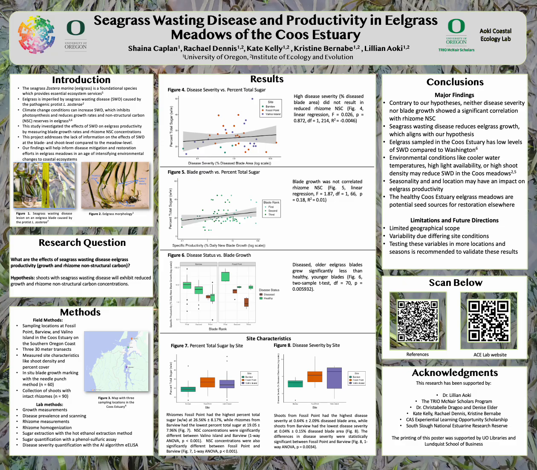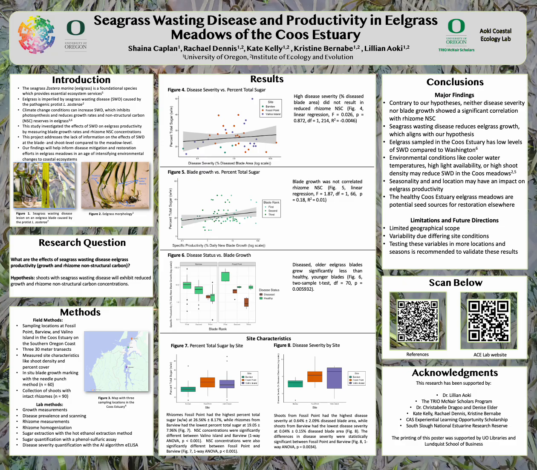To conduct this experiment, we set up 30-meter transects at 3 locations in the southern Oregon coast's Coos Estuary: Barview, Fossil Point, and Valino Island. Figure 3 shows a map of our 3 sampling sites within the South Slough, which is an inlet of the Coos Estuary. At each location, we took note of site characteristics like shoot density, which is shoots per meter squared, and percent cover, which is the amount of seagrass cover along our transects.